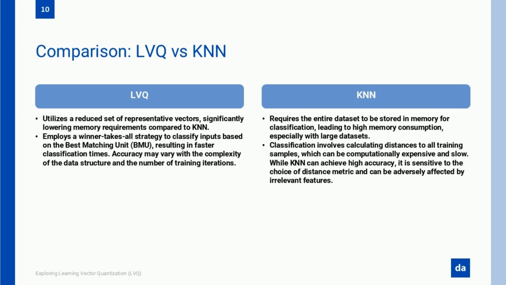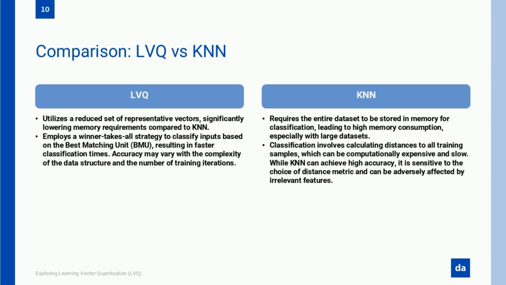First off, memory usage. KNN is a hoarder. It keeps every single training sample. That means as your dataset grows, KNN demands more and more storage until it becomes an absolute memory monster. LVQ, on the other hand, is efficient. Instead of remembering everything, it summarizes the dataset using a small number of representative vectors. The result? Way less memory consumption and a much lighter model. Now let's talk classification speed.